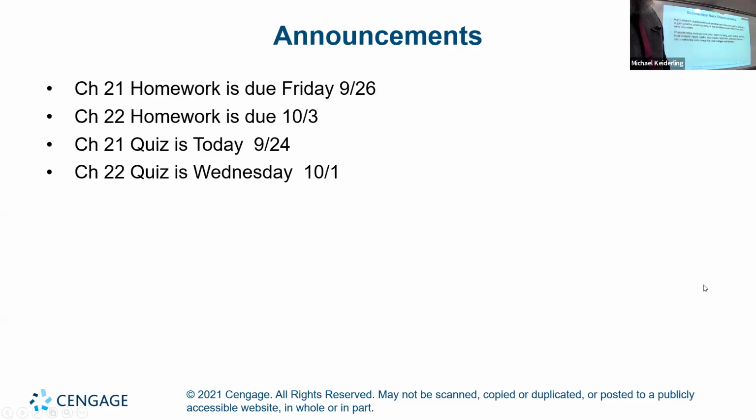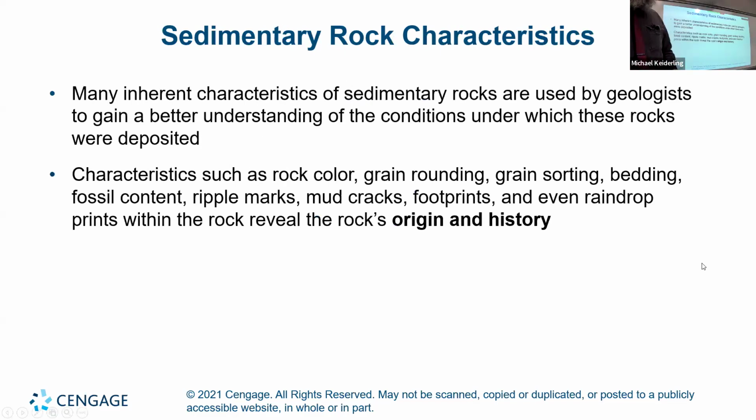So finishing off chapter 22, we were talking about sedimentary rocks. Because they pile up and build up over time, they're often used by geologists to get a better understanding of where these were deposited. So you can figure things out about what's going on, but they also record history. Things like rock color, grain rounding, grain sorting, bedding, fossil content, ripple marks, mud cracks, footprints, and even raindrop prints within the rock can reveal the rock's origin and history.